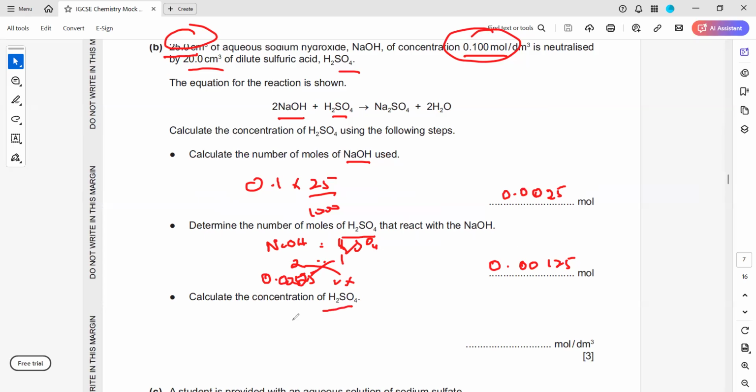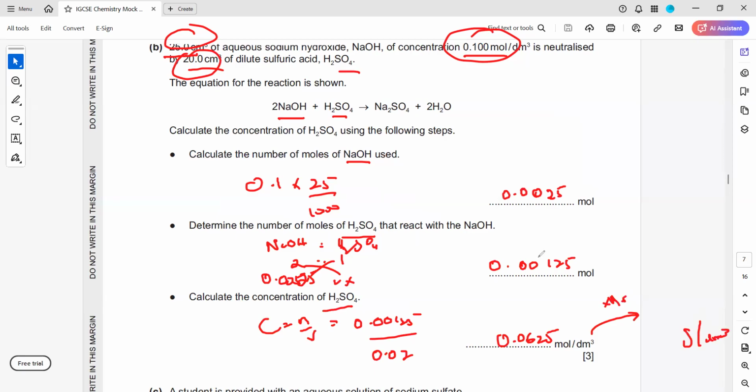Then we need the concentration. Concentration is moles divided by volume. So moles are 0.00125 and the volume of the sulfuric acid is 20, divided by 1000, so 0.02. 0.0625 moles per decimeter cube. If they ask us to convert this concentration from moles per dm cube to gram per dm cube, we'll multiply by the molar mass.